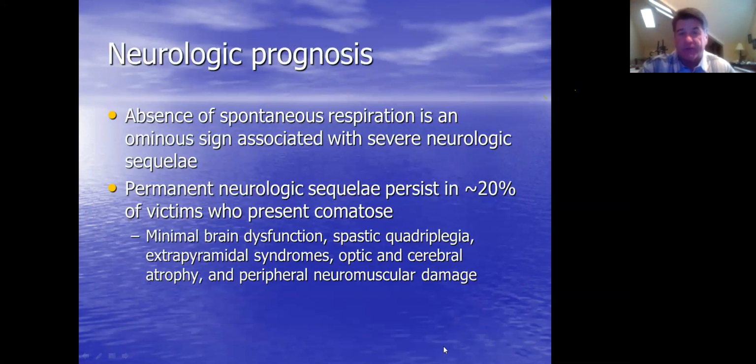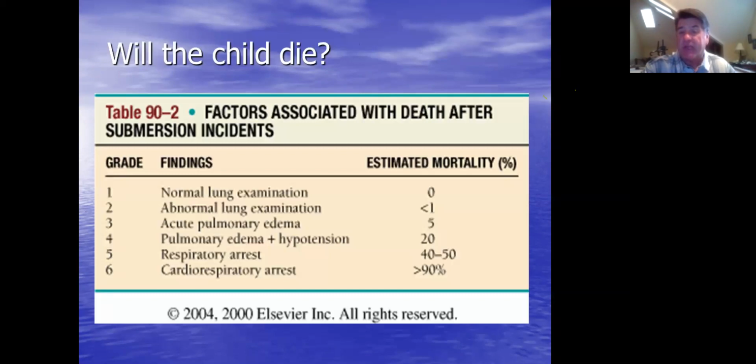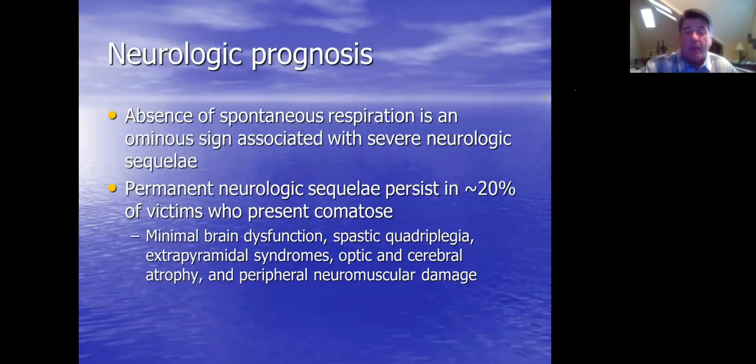What's the neurologic prognosis? Meaning, what will the final neurological outcome be? If you do not have spontaneous respirations, that's an obvious sign. Go back here, we said that's 40 to 50% mortality. Permanent neurologic sequelae persist in about 20% of the victims who present comatose. So if the patient is comatose on arrival, the chances of serious brain function effects, whether it's quadriplegia or other serious sequelae, is pretty high.